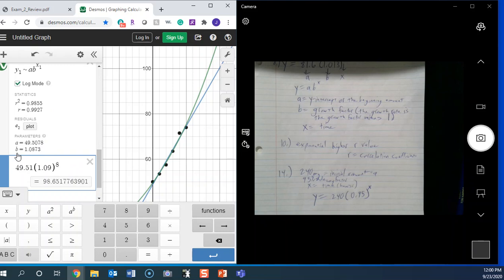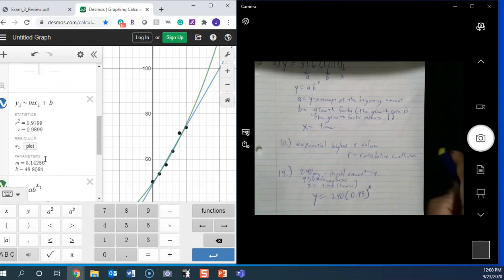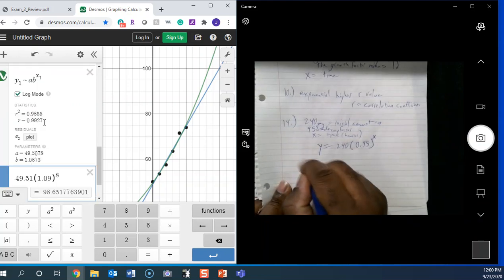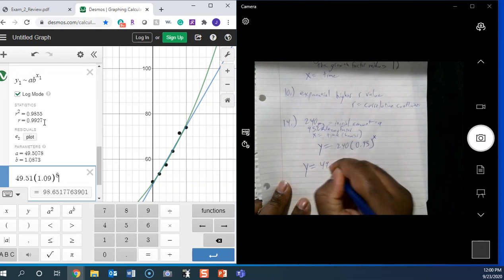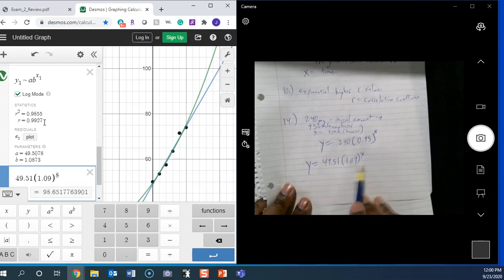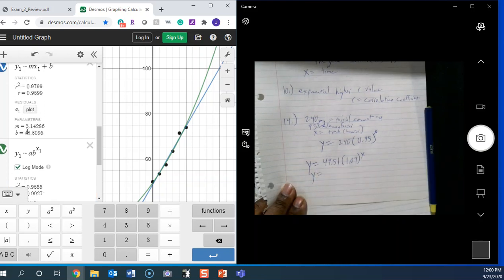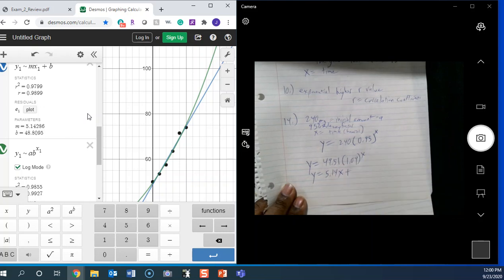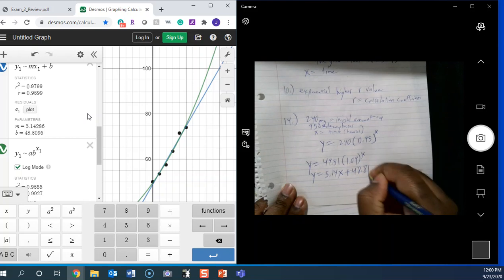So we would have y is equal to, the A would be 49.51, the B would be 1.09. Now, if we wrote this, as a matter of fact, let me write this out. If we were to write both of these formulas that we have here, this would have been y is equal to 49.51 times 1.09 to the x value. This would be the exponential. The linear, which we did here, the linear we look at m and b, is y equals the m rounded to 2 decimal places would be 5.14x, and then the b is positive, so it'd be plus 48.81.